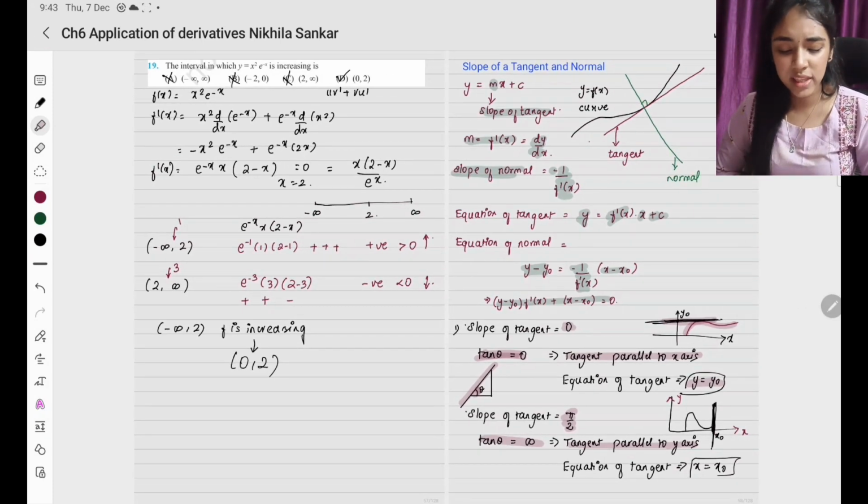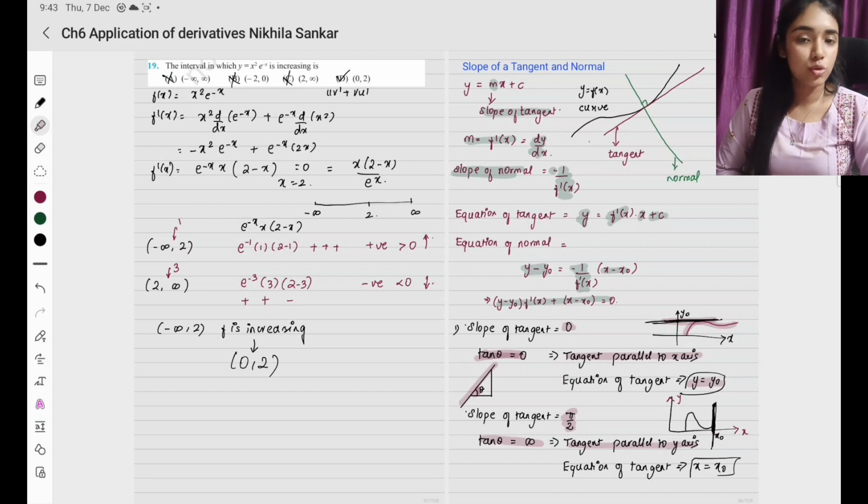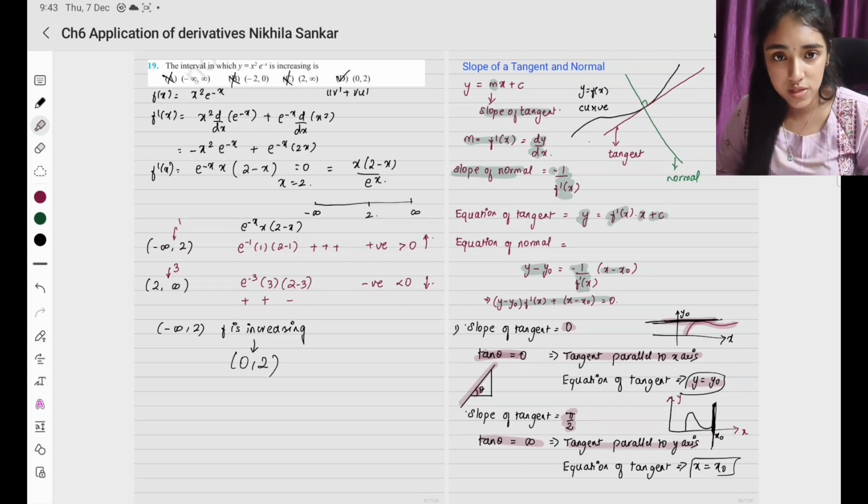Okay, so understand all this. You do not have it for the exam for your 12th boards, but you have to know this. Okay, with this we are done with this topic. Let's move on to the last and final topic.